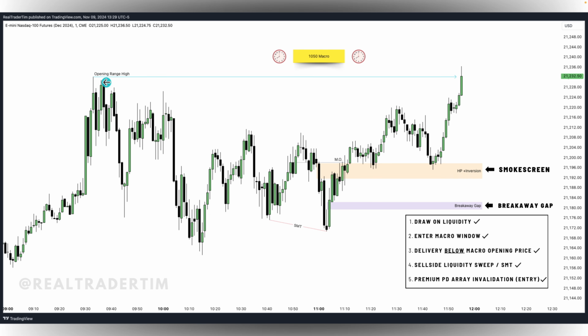We have a swing high falling short of that here, another swing high here, another swing high here, and internally, more within the middle of the range here, we have a high here and a high here. So we have a lot of buy-side liquidity built up. After we've identified a potential draw on liquidity, we are once again waiting to enter a macro window.